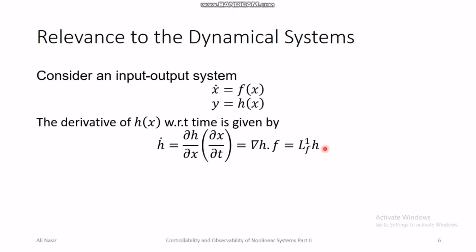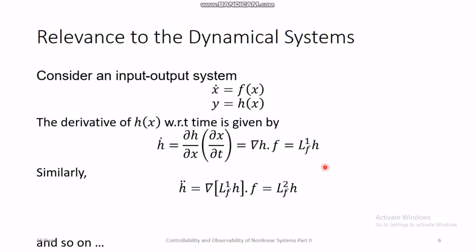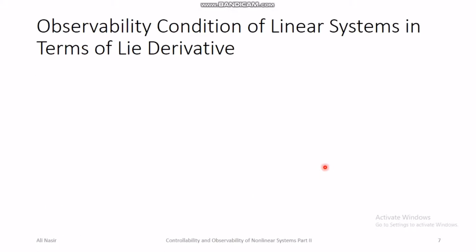So you can see that, with respect to input output or dynamical systems, the Lie derivative of the output with respect to the dynamics of the system is the same as the time derivative of the output. Similarly, if you take the second order time derivative of the output, that will turn out to be the second order Lie derivative of the output with respect to the dynamics of the system. So this is the relationship between the Lie derivative and input output dynamical systems. Okay, so now we move on to the observability condition for linear systems in terms of the Lie derivative.